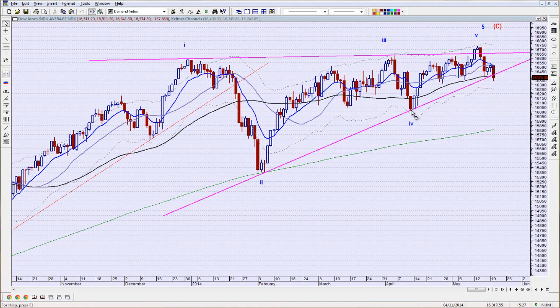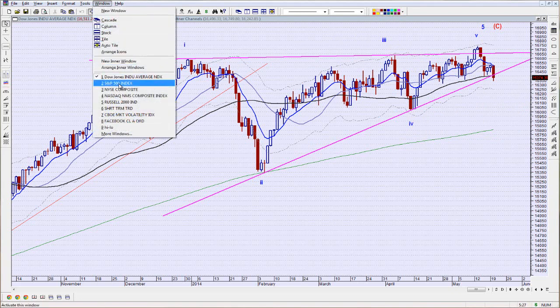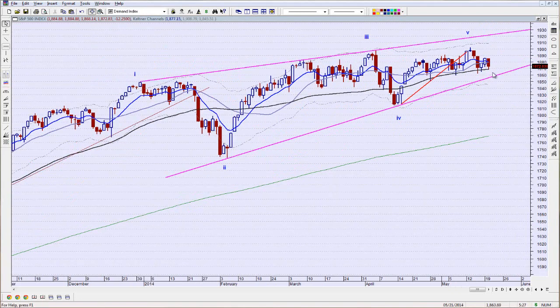taking out this next point. I mean, this is going to be the next target naturally, where this got support. Of course, the 233 is right down here. So it's looking like this is coming to play out, and we'll have to see if it continues or not. That's the game plan I'm going with.